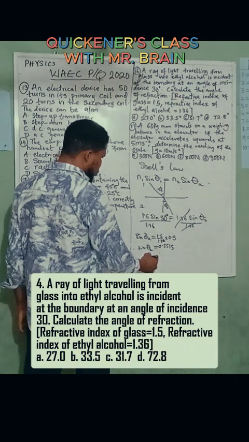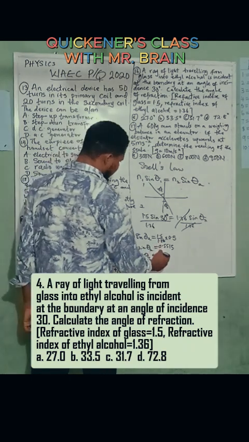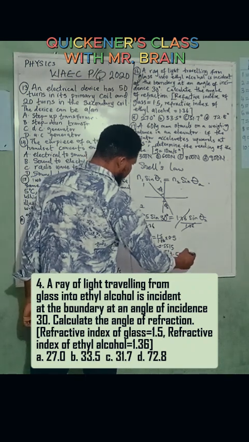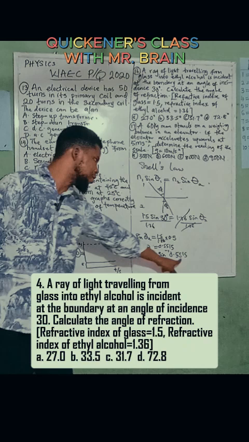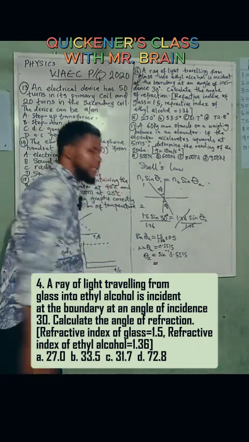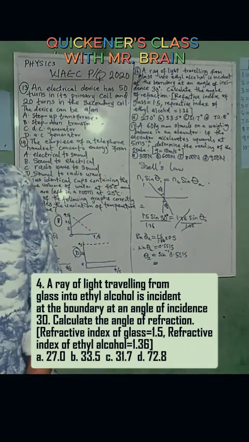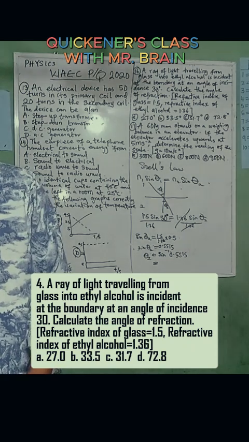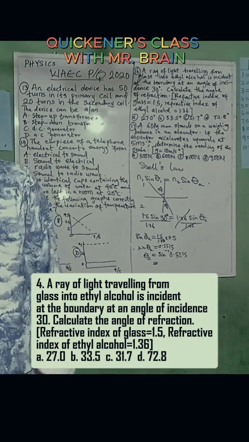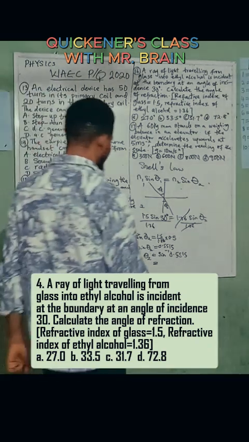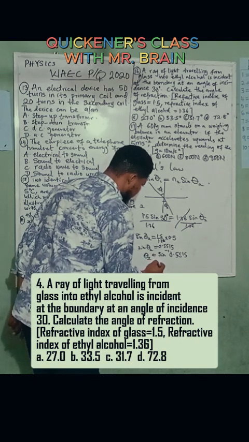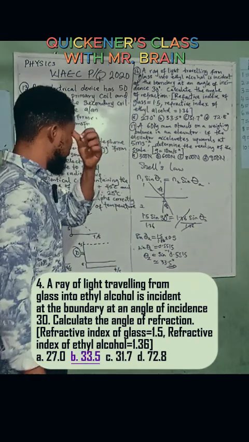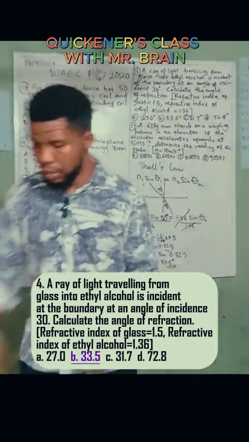When you now get the angle, how do you get the angle? Just find the sine inverse of this value, 0.5515. That will be our answer. The sine inverse is 33.5 approximately. Is there any option that has that? Yes. What option is that? Option B. So our answer is option B.